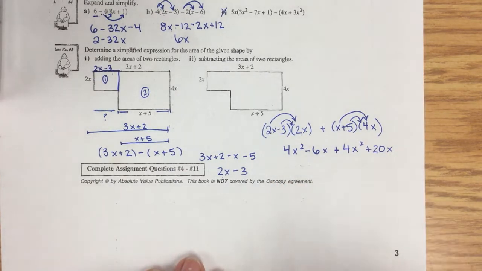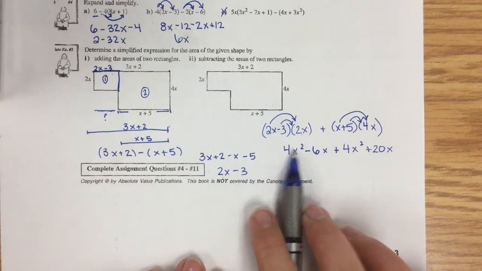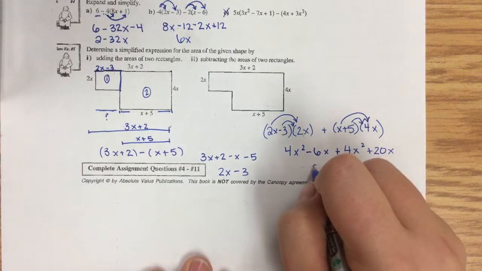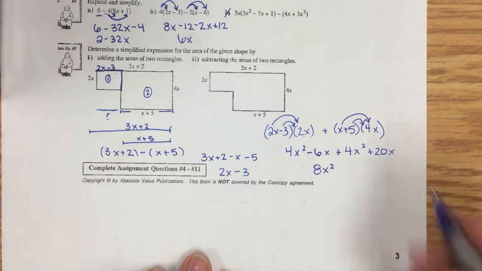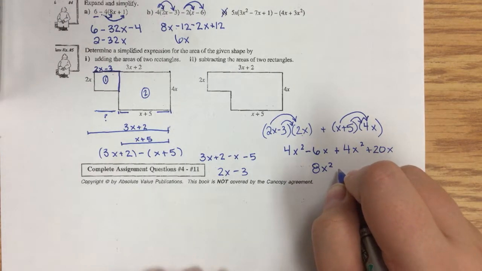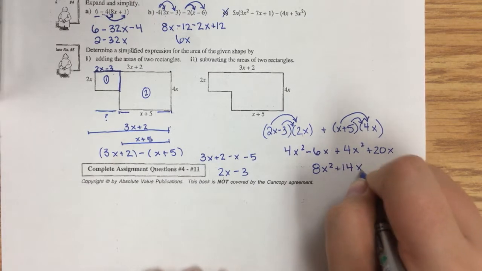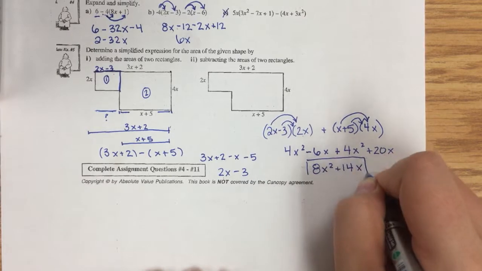I go through and collect like terms if I can. I've got 4x squared and 4x squared. I'm going to put that together. That becomes 8x squared. Negative 6x plus 20x is negative 6 plus 20, positive 14x. And so this would be my final answer.